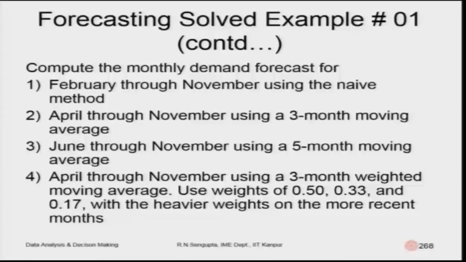The fourth part is April through November using a 3-month weighted moving average. Use weights as given: 50%, 33% and 17%, with the heavier weights on the more recent months and lower weights later on. And if you notice here, very interestingly and rightly so, the sum of the weights, which is 50%, 33% and 17%, should be 1. So, I am considering them as arbitrary values, but obviously keeping in mind that the sum is 1.